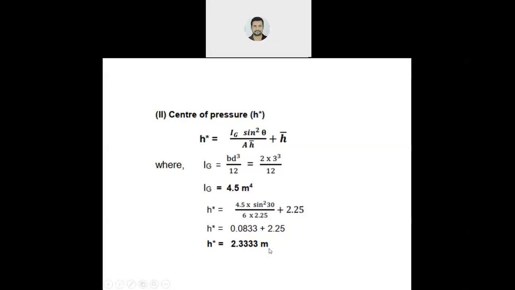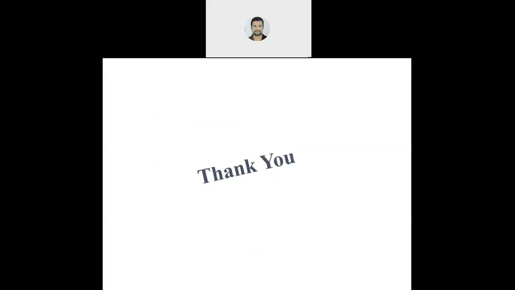Okay. So friends, you have seen the two cases here. First, when there is a horizontal surface submerged inside the liquid. Next, when there is an inclined surface submerged inside the liquid. And you have seen how to calculate the total force and the center of pressure for both cases. You have seen the formula as well as the numerical based on it. So I think it is clear to everyone.